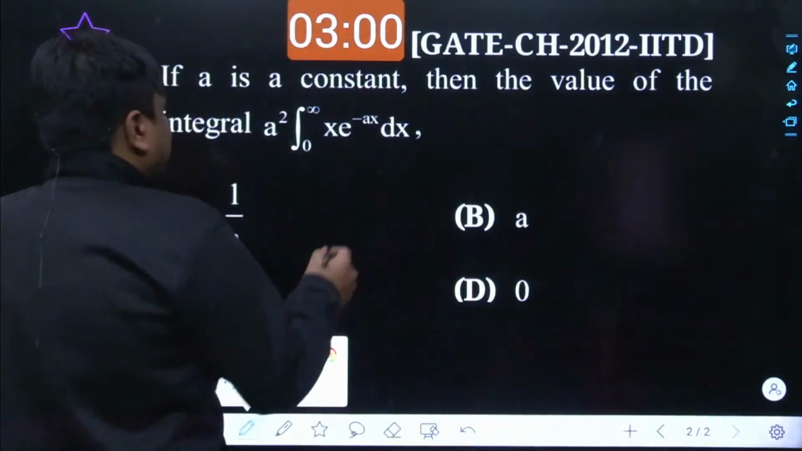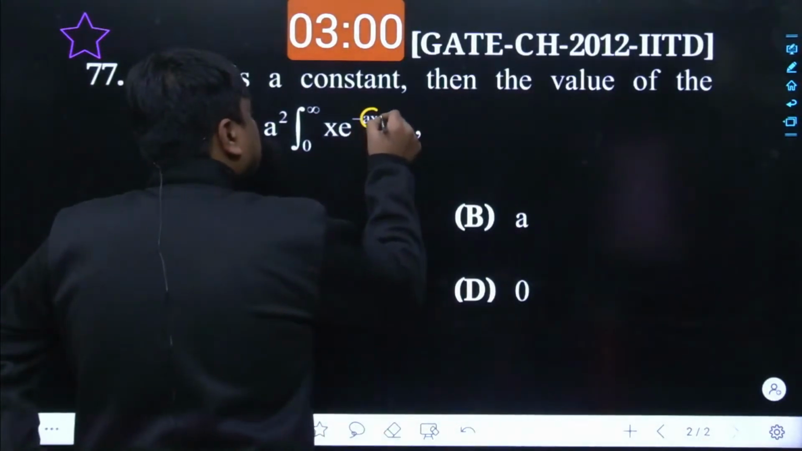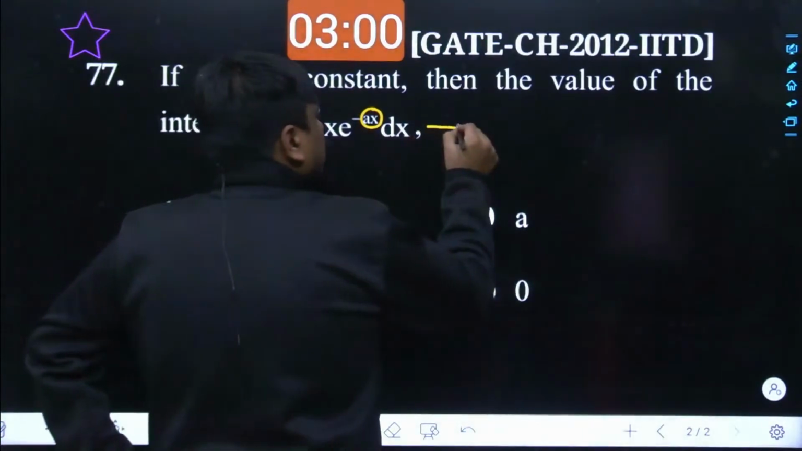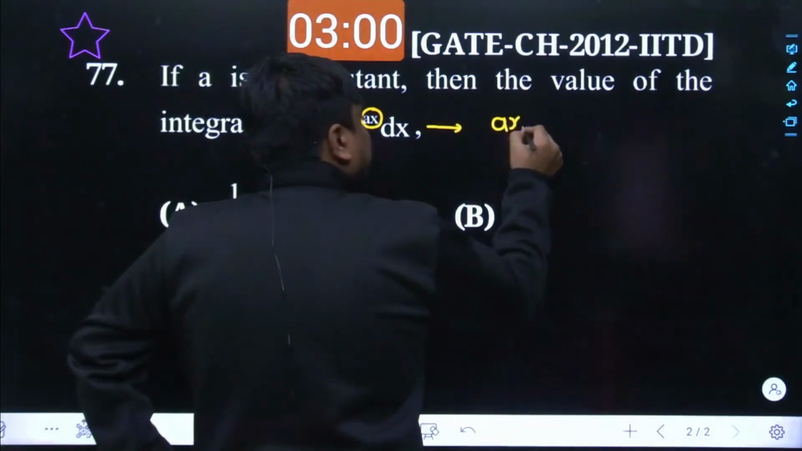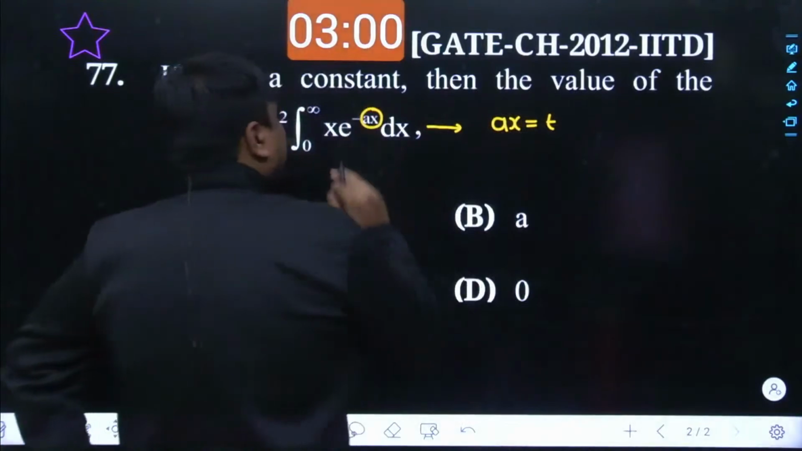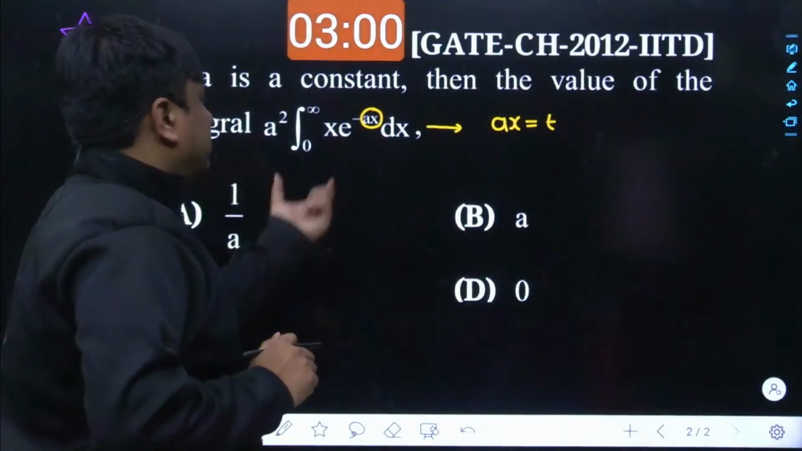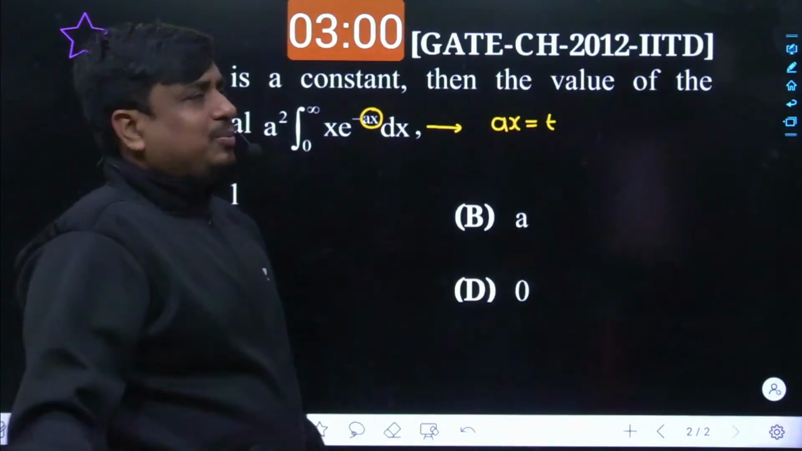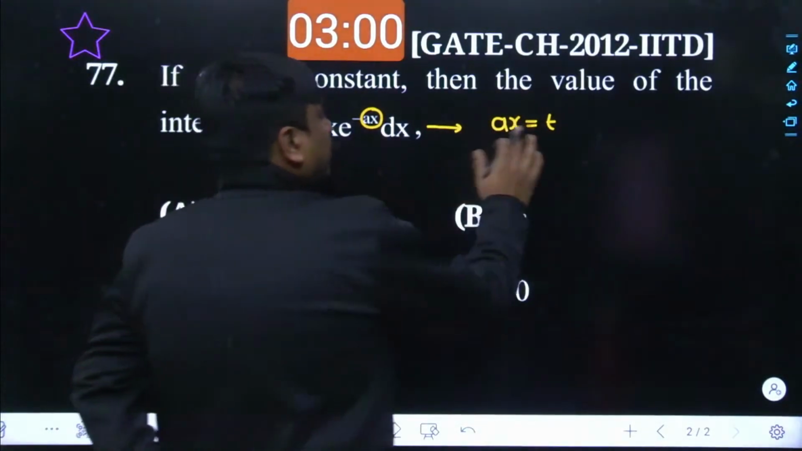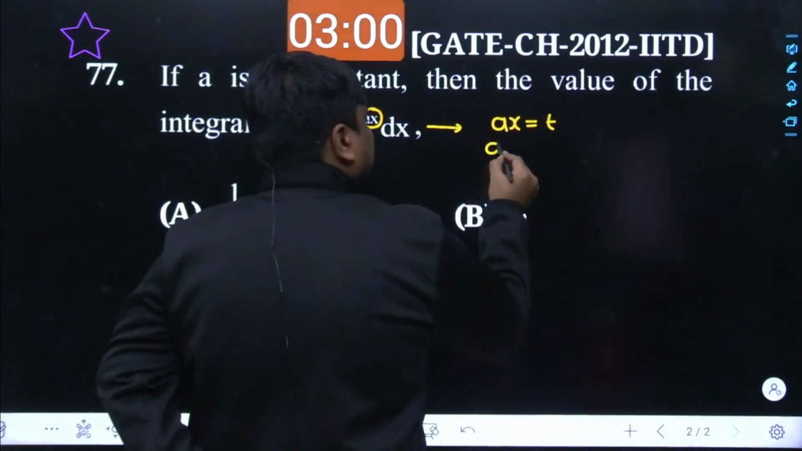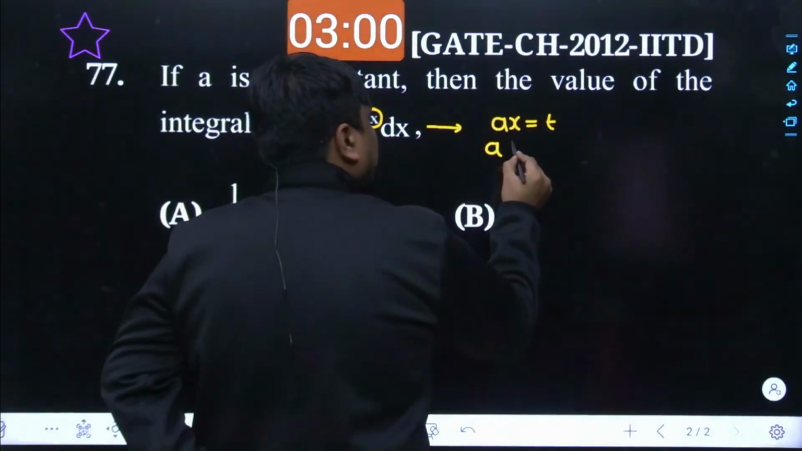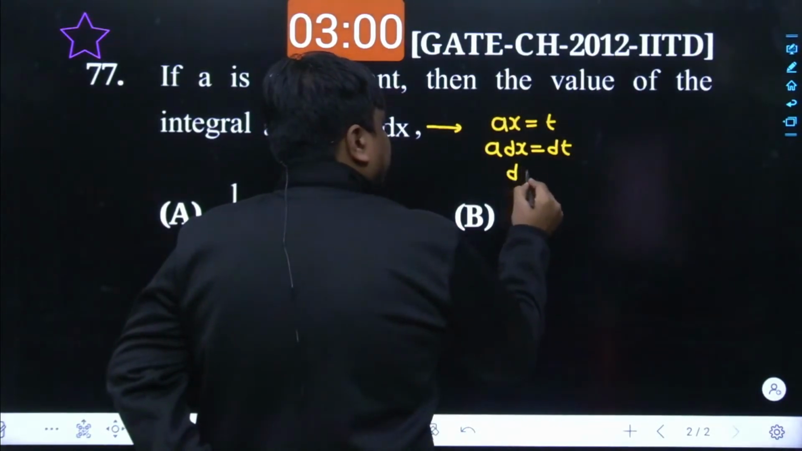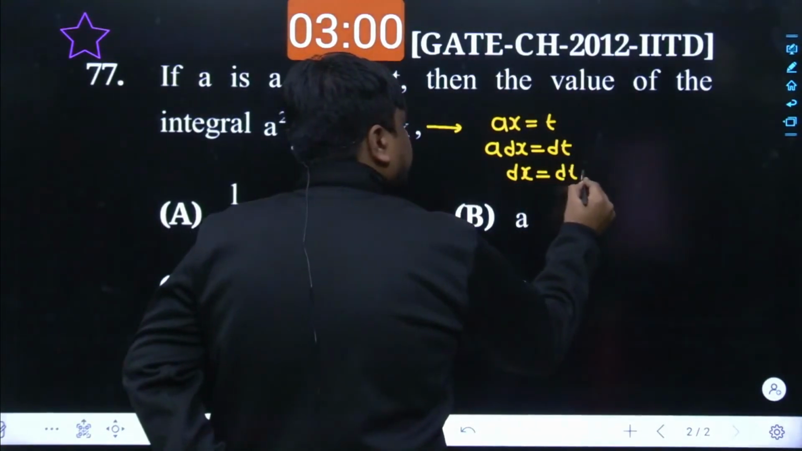So the only major hurdle is this part. So what I would do, I would use the method of substitution. So ax is kept as t. Only then would it become a standard form of a gamma integration, which is e to the power of minus x or e to the power of minus t, where x or t is the independent variable. So I have been feeding ax is equal to t. So virtually speaking, a times dx is equal to dt, or dx is equal to dt by a.